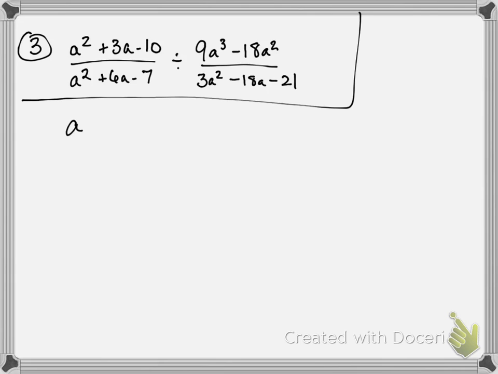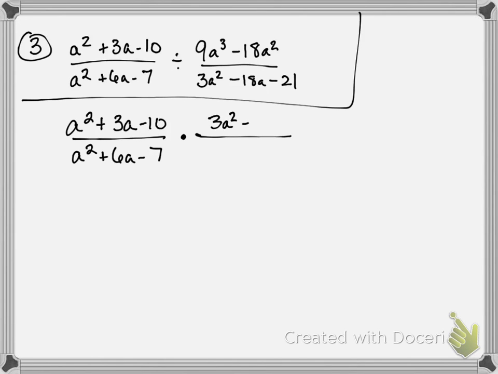Okay, so starting out, again, we're going to keep this thing, a squared plus 3a minus 10, over a squared plus 6a minus 7. Okay, we're going to end up multiplying here. All right, and then I have 3a squared minus 18a minus 21. Okay, and then at the bottom, 9a to the third minus 18a squared. Okay, so let's go through and do this in parts.